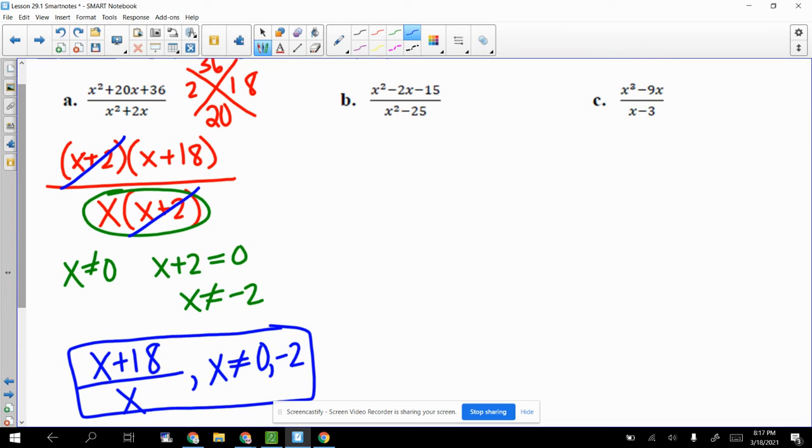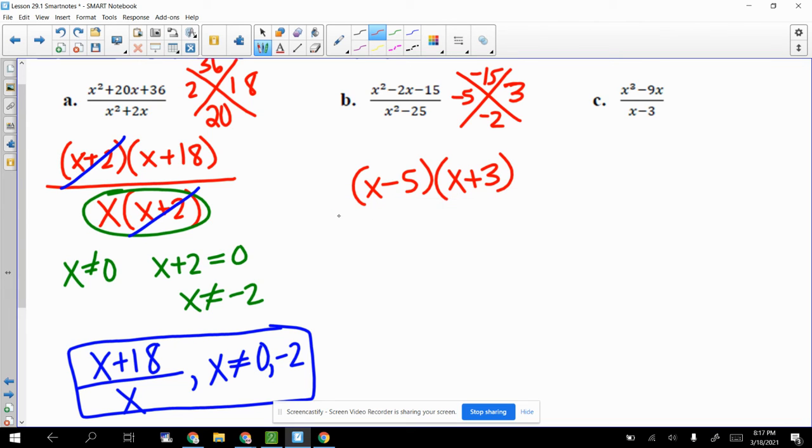Okay. Well, let's try another one here. So again, with this one in the numerator, we need to do the big X. So you have -15 and -2. And what multiplies to -15 that adds to -2, you should have -5 and 3. And then you're going to write those as x minus 5 and x plus 3. And then on the bottom, this one is actually a difference of 2 squares. So x squared minus 25. Remember, that can be written as x plus 5, x minus 5.